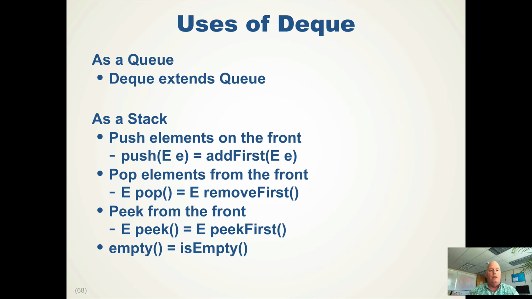And also the empty method is just the isEmpty method. So that's this very quick overview of a deque. It's a double-ended queue. Thank you for your attention.